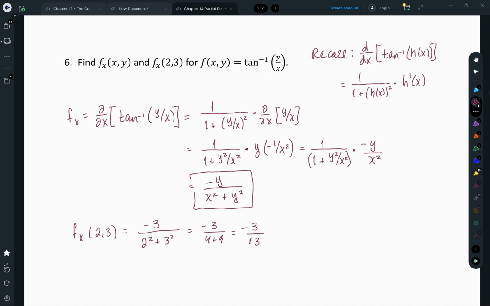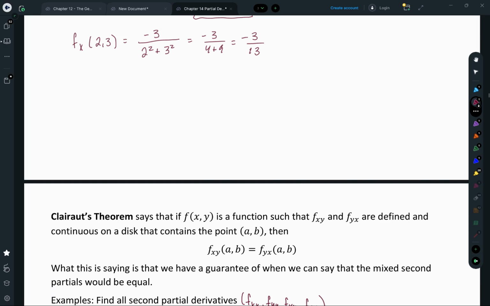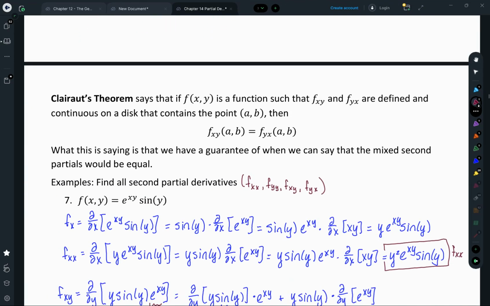Now, this is first partial derivatives. We do have to deal with the situation where we have more than one derivative, more than, I should say, a first derivative. We have second derivatives. So we have to know how to handle that. Before I get there, I want to talk about this Clairaut's theorem. It says that if f of xy is a function such that we have f sub xy and we have f sub yx, these guys right here, these are called mixed partials. I should say mixed partial derivatives.